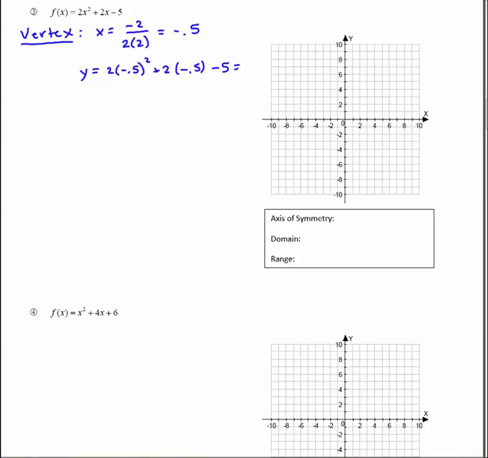And once again, I think I had that one worked out. If I find my notes here, it came out to negative 6.5. So my vertex is negative 0.5, negative 6.5.